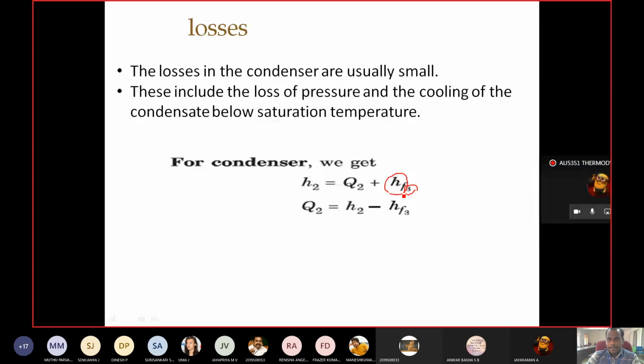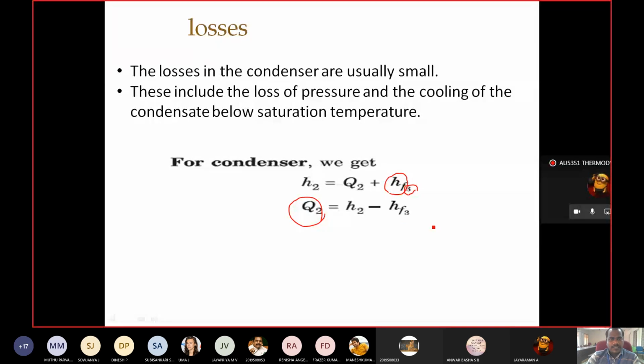We don't have the total wet steam. If the vapor is wet, we have to calculate the H. Then we can rewrite this equation to get the heat supply Q. So Q2 will be equal to H2 minus Hf3. In the case of the turbine we have H1 minus H2, but here we have H2 minus Hf3, because at state 3 we have saturated liquid alone, so we don't have the Hfg part.